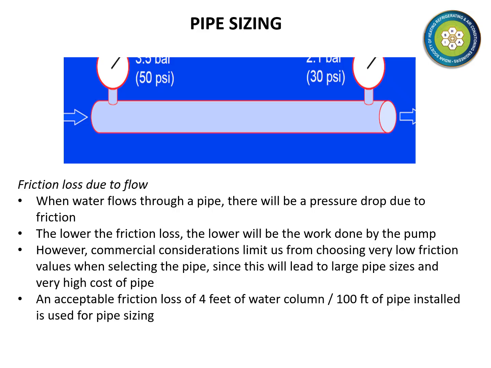Note that when water flows through a pipe, there will be a pressure drop due to friction, and this pressure drop has to be overcome by the pump. Commercial considerations limit us from choosing very low friction values, since this will lead to large pipe sizes and very high cost of the pipe. An acceptable friction loss of 4 feet of water column per 100 feet of pipe is typically used for pipe sizing.